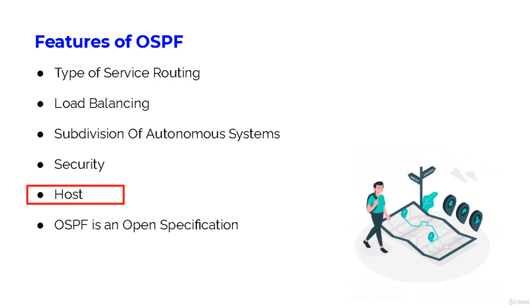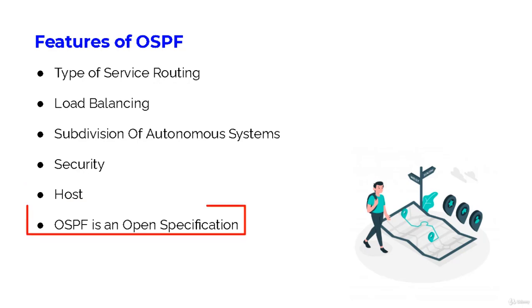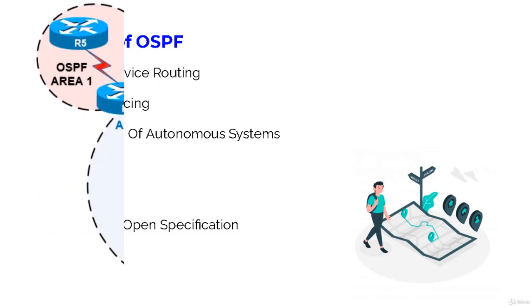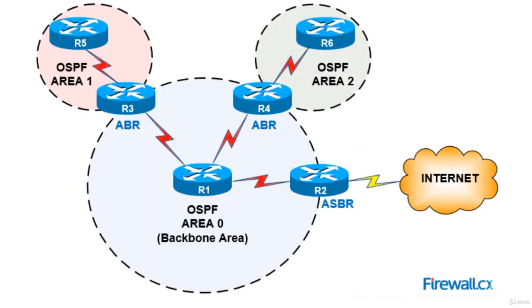The fifth one is the host. OSPF supports specific network and sub-network routing. And the last is that OSPF is an open specification. In the figure, you can see that OSPF has a backbone area, area 0, and the other areas are divided areas of an autonomous system.